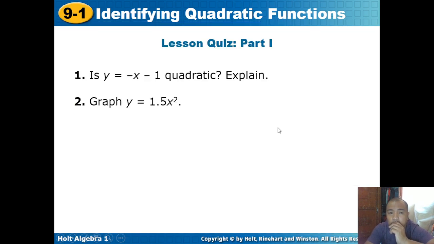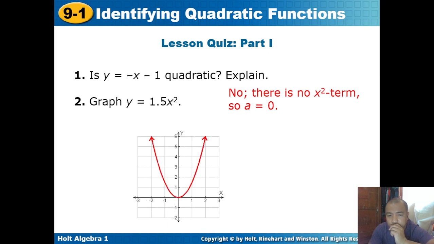So for your quiz, part 1, is y equals negative x minus 1 quadratic? Explain. No, there is no x squared term, so a is equal to 0. So that is not a quadratic. How about number 2? Graph y equals 1.5 x squared. Yes, assign values of x, solve for y in this original equation, then plot the points, then connect the points to make a smooth curve called a parabola.